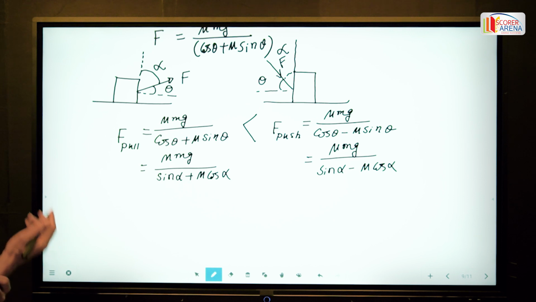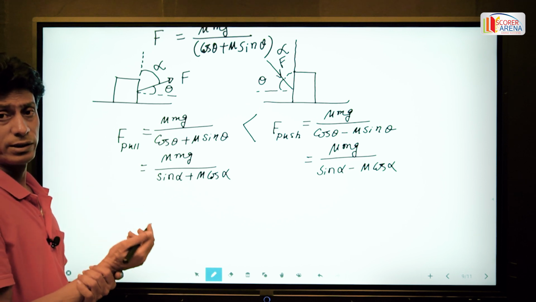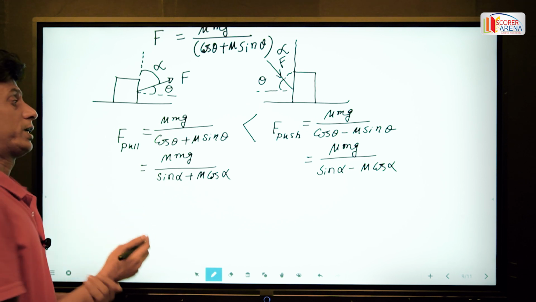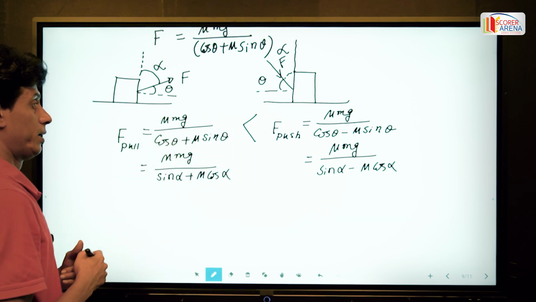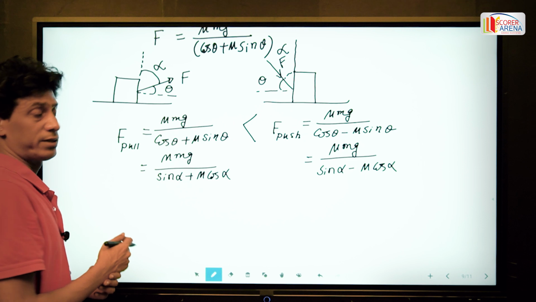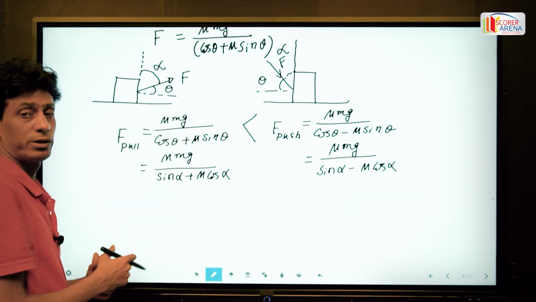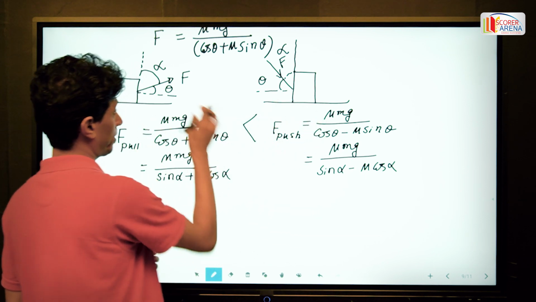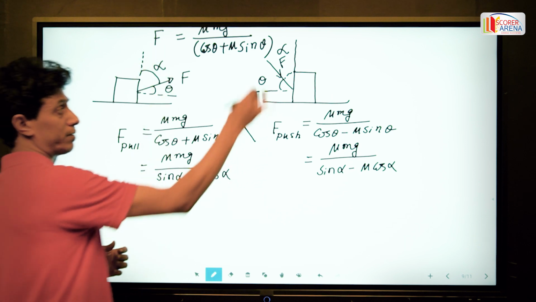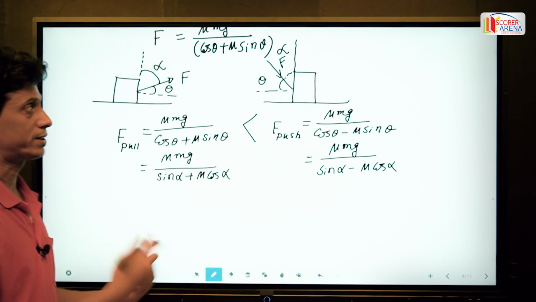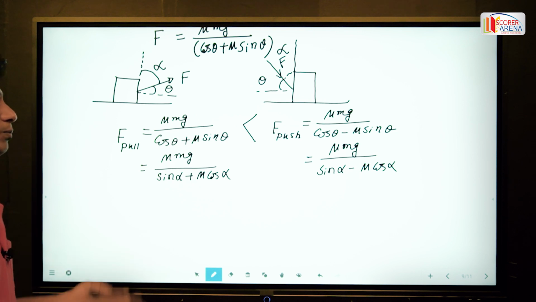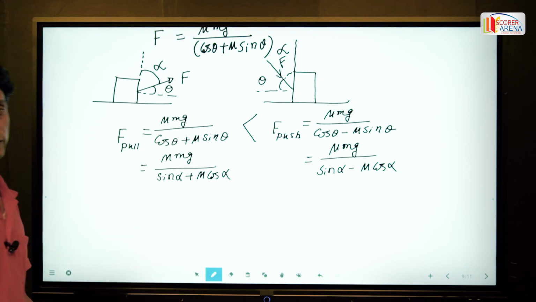So my suggestion to all my dear students: you just practice or revise these two equations before any examinations. Directly write the pulling force or pushing force in terms of angle theta, alpha. Theta is the angle with the horizontal, alpha is the angle with the vertical of the pulling or pushing forces.